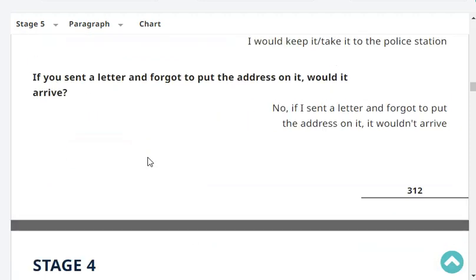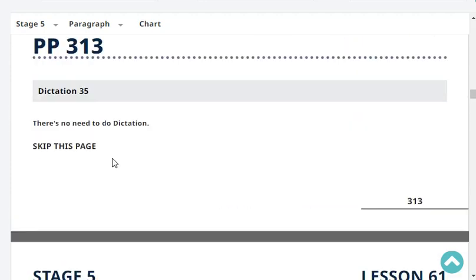If you sent a letter and forgot to put the address on it, would it arrive? No. If I sent a letter and forgot to put the address on it, it wouldn't arrive. Very good.